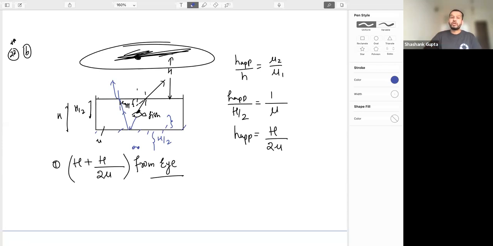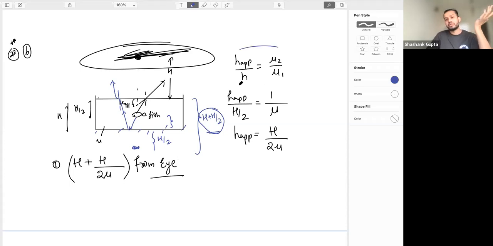Now the ray is going from here. As soon as you draw the image of the fish directly from the mirror, just forget this thing. So this is my image, which is at a distance h by 2. From the interface, this distance is how much? h plus h by 2. Understand? As soon as the image of the fish is formed directly from the mirror, the first image is at a distance h by 2. Now from the interface, this distance is h plus h by 2.